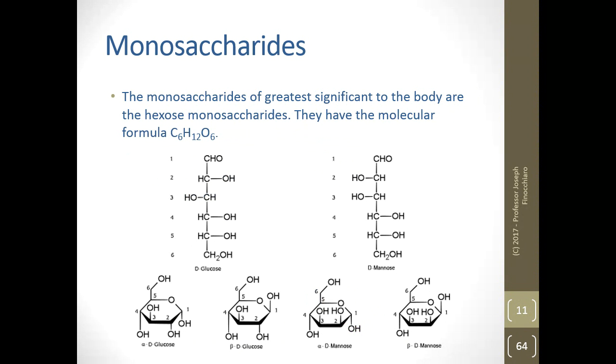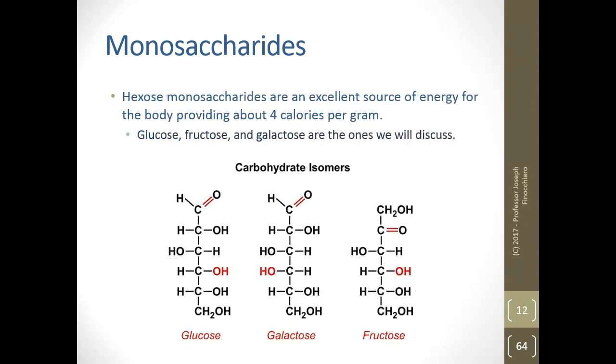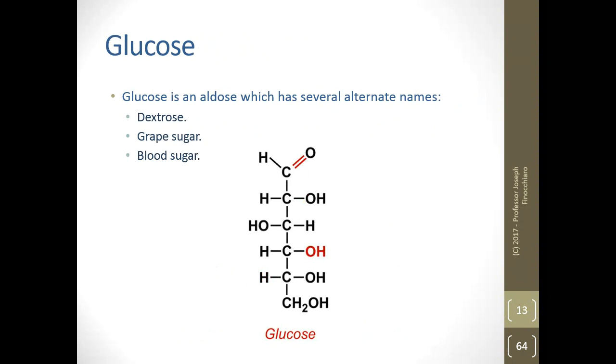The monosaccharides of greatest significance to the body are the hexose monosaccharides. They have the molecular formula C6H12O6. Hexose monosaccharides are an excellent source of energy for the body, providing about 4 calories per gram. And glucose, fructose, and galactose are the ones we're going to discuss.